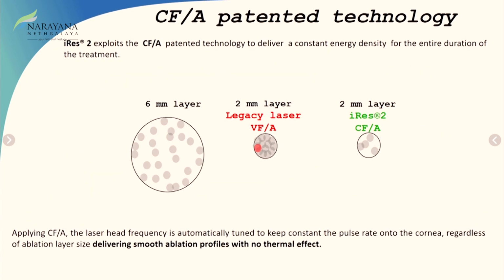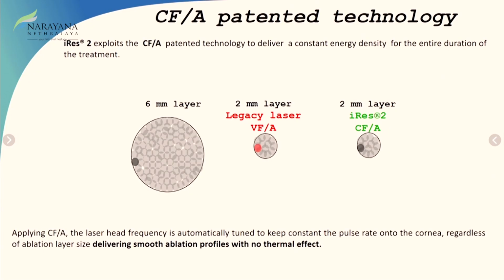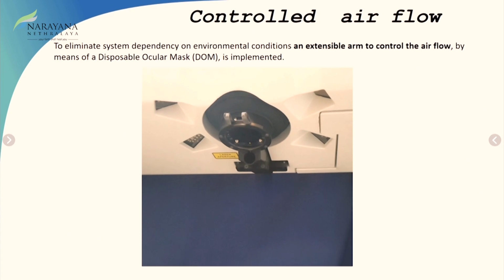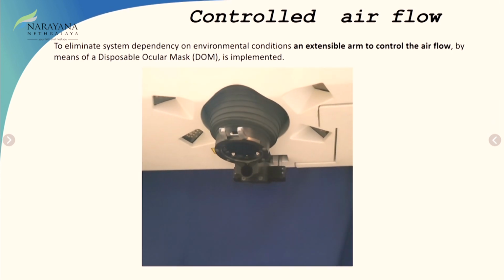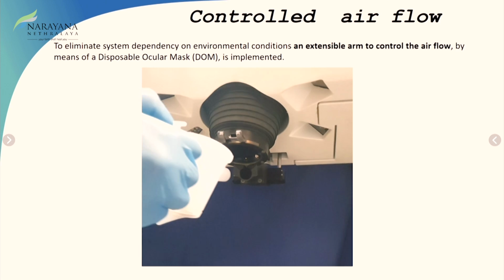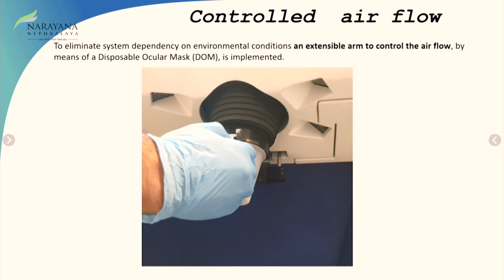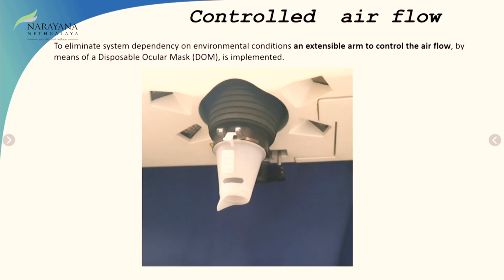Another very relevant patent is that, as you saw, the speed is not always 2 kilohertz, but changes from a few hertz up to 2 kilohertz to grant a constant fluence per unit of time in the cornea, and this creates an extremely smooth surface. We also have a dynamic arm under the eye in order to control the flow of the air, to basically control the plume effect.